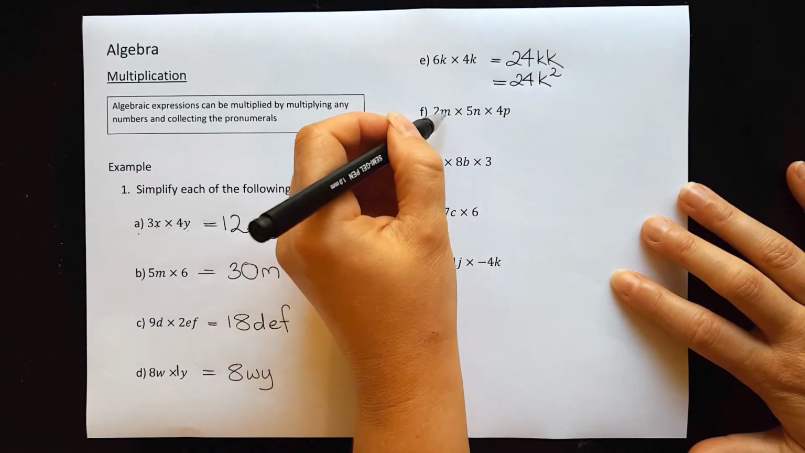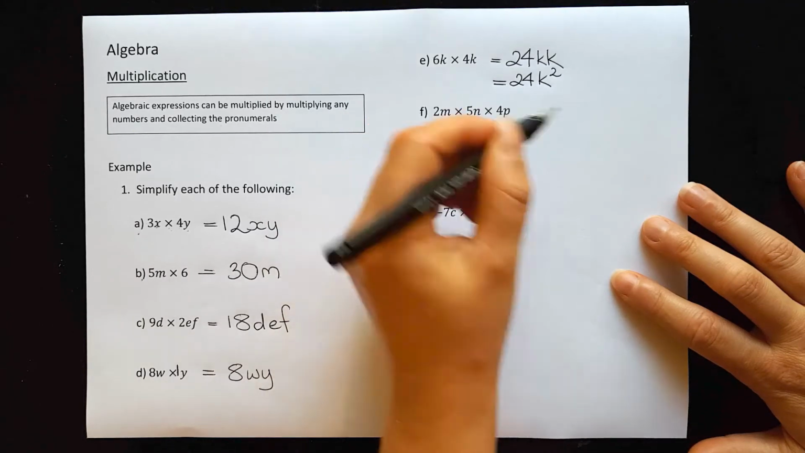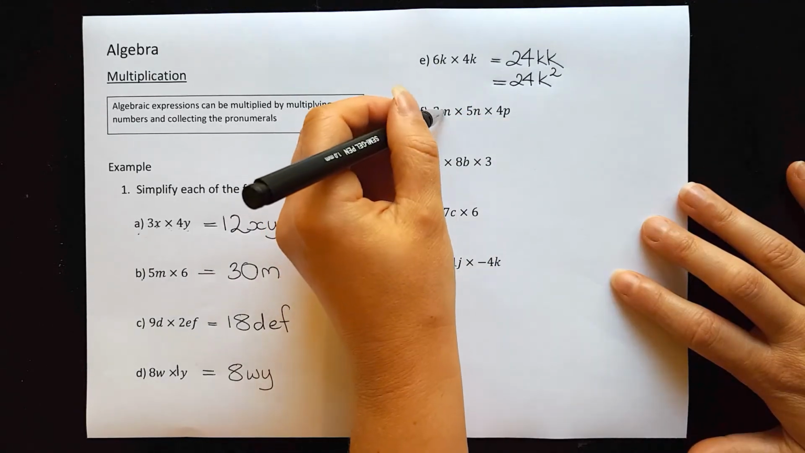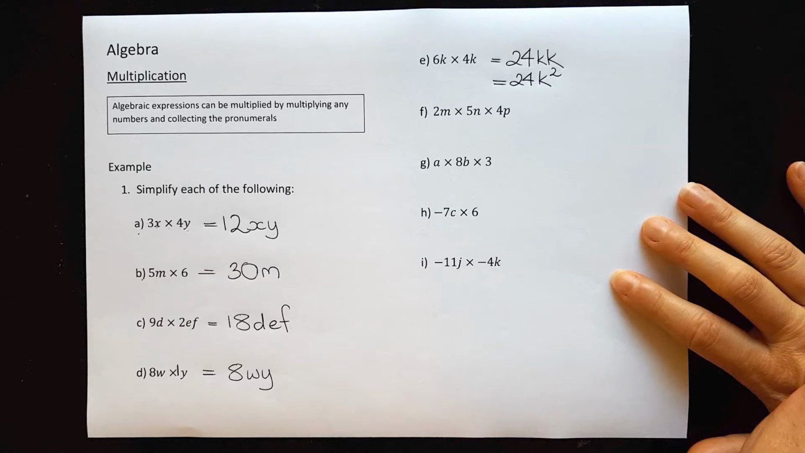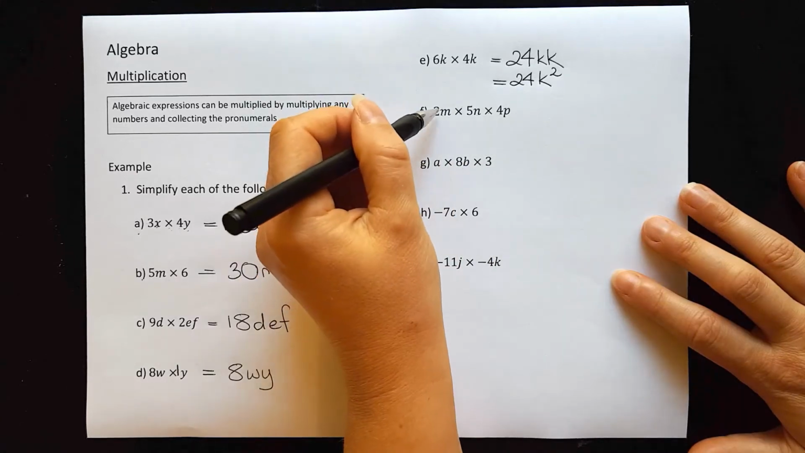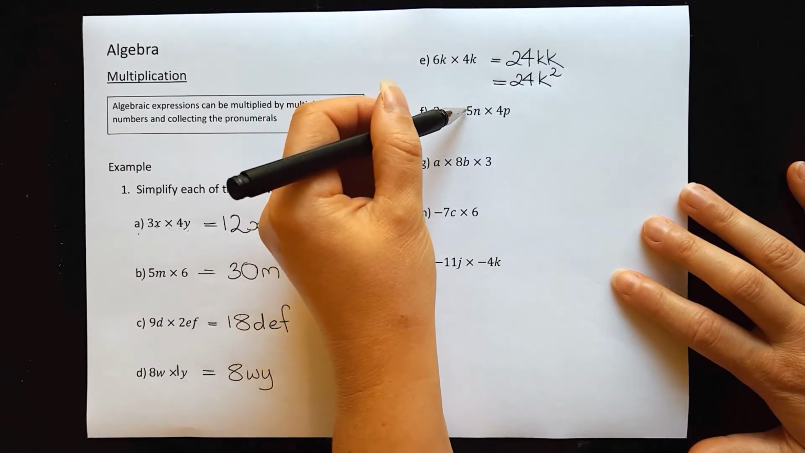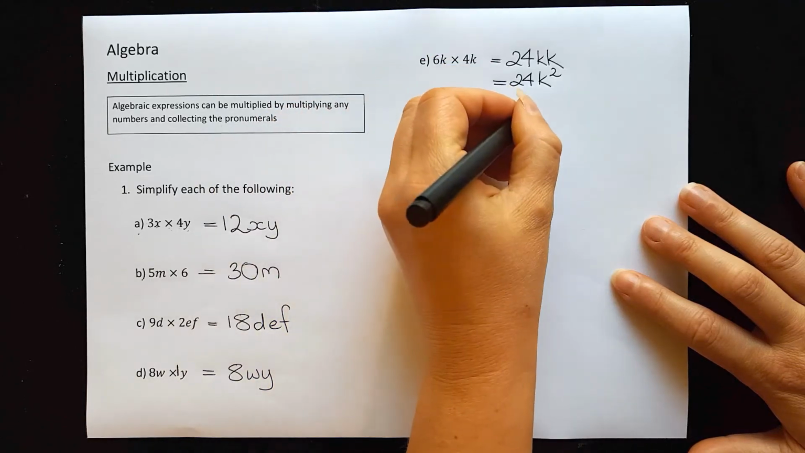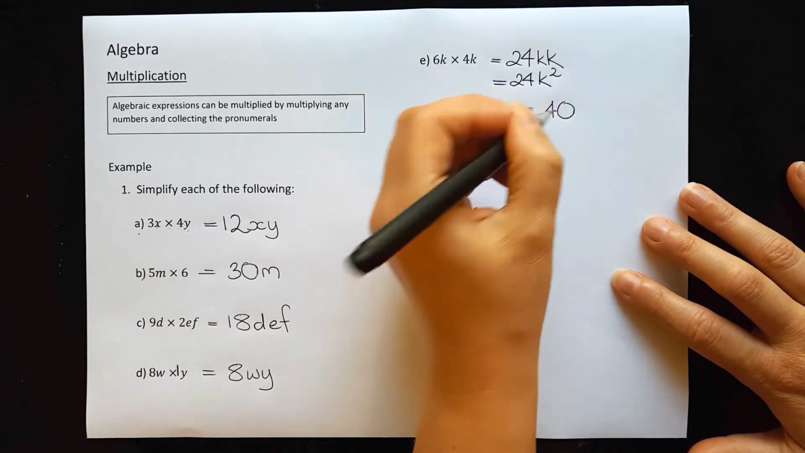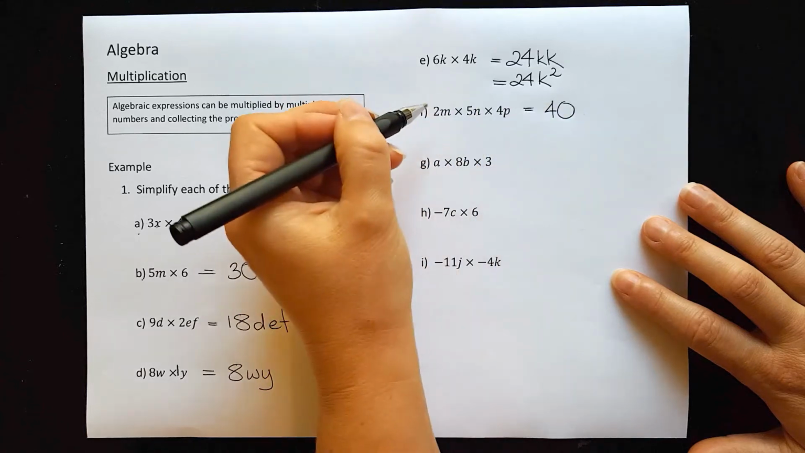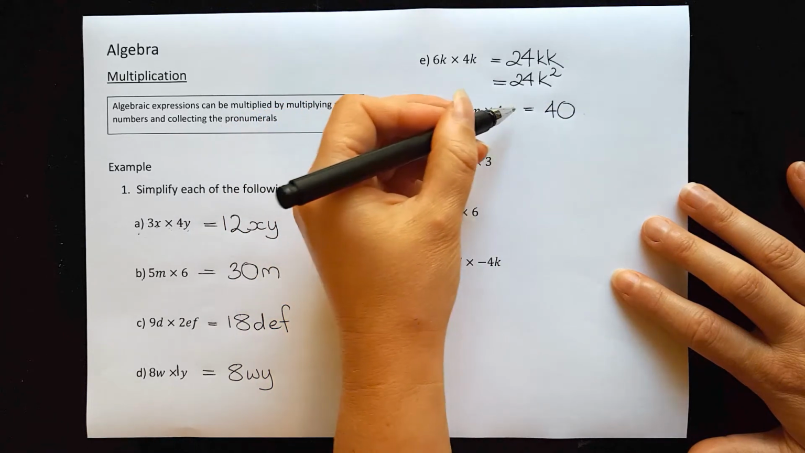F, 2m times 5n times 4p. So we can do this with as many things multiplied together as we like. If we stick to our rule that we wrote over here, then it will work. So we need to multiply all these numbers together. 2 times 5, which is 10, times 4 will be 40. And all the letters collected up at the end. So we have M, N, and P.